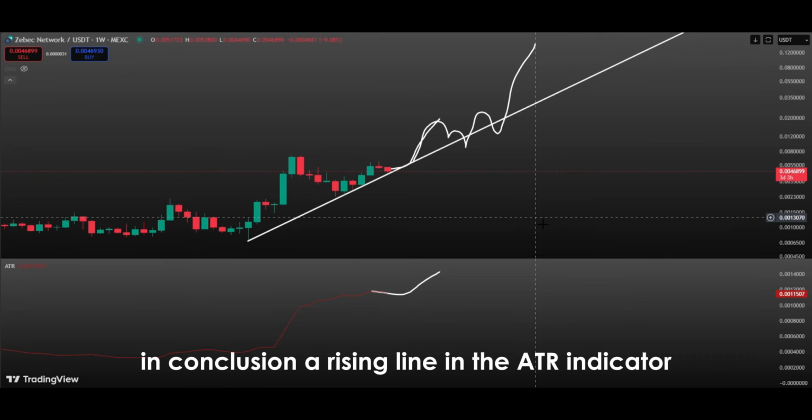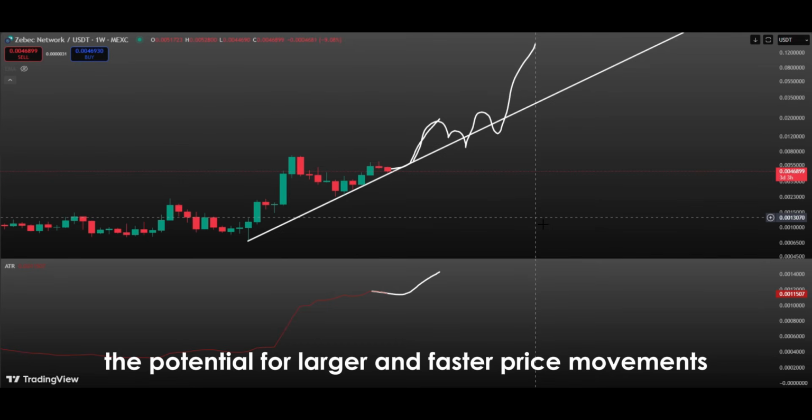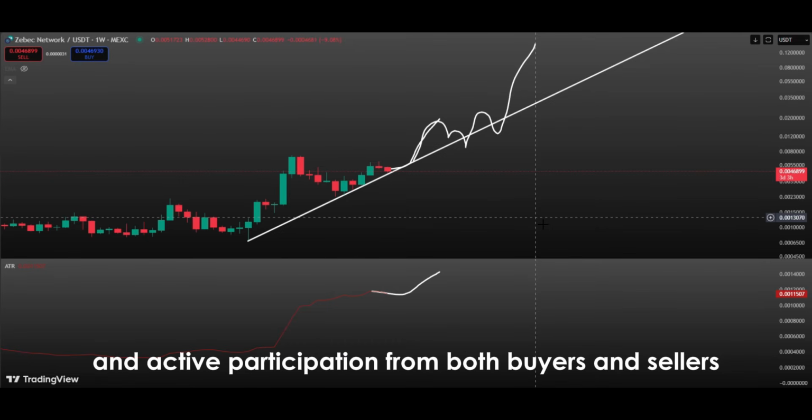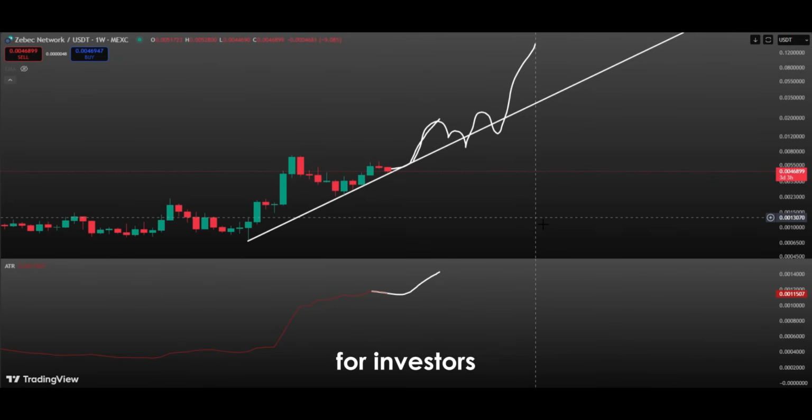In conclusion, a rising line in the ATR indicator indicates increased market volatility, the potential for larger and faster price movements, and active participation from both buyers and sellers. This presents both opportunities and risks for investors.